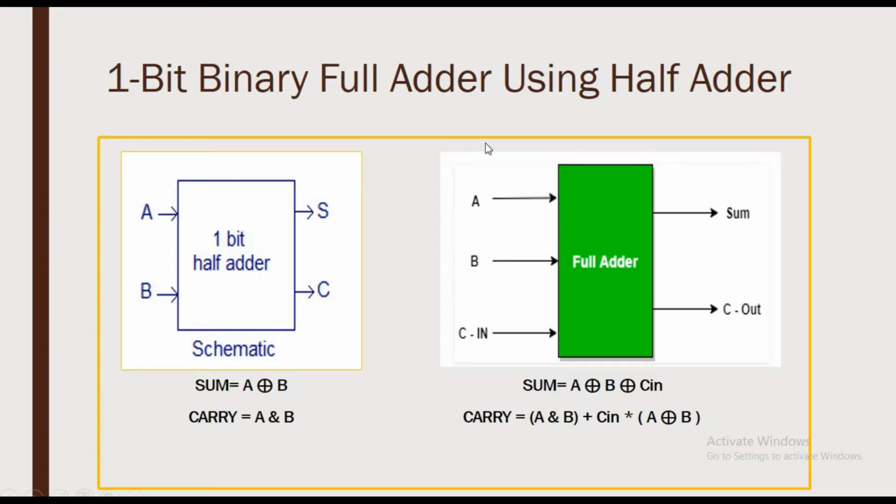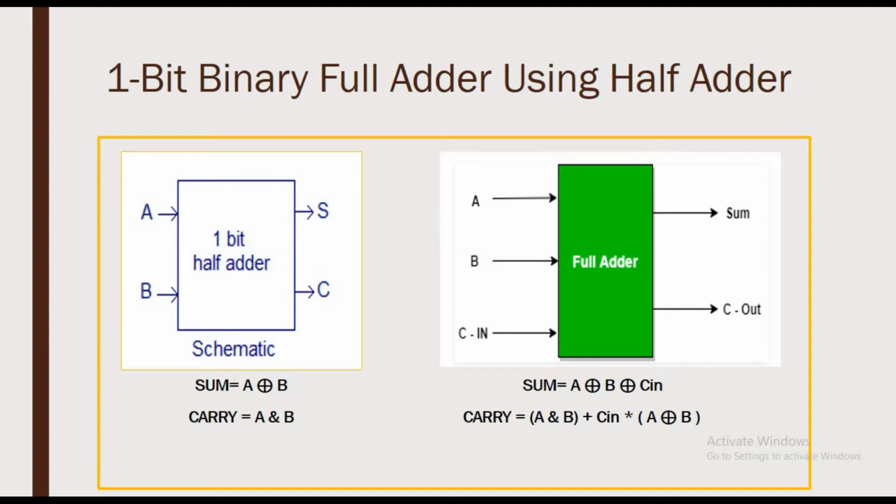In half adder we have the equation of sum, which is equal to A XOR B, while in full adder the equation of sum is A XOR B XOR C in. In half adder the equation of carry is equal to A and B, meaning the bitwise multiplication of A and B. And in full adder the carry is equal to A and B plus C in into A XOR B.